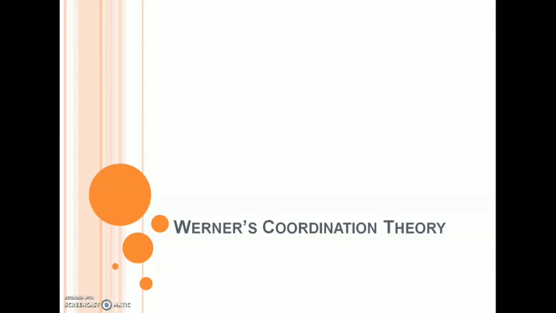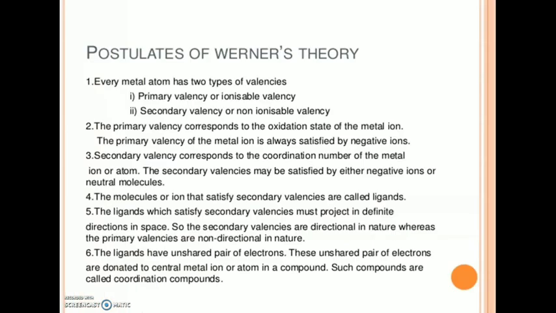Due to this theory, he was awarded the Nobel Prize, and he is also called the father of coordination chemistry. Let us explain the postulates of Werner's theory. The first point is that every metal atom has two types of valency: primary valency, also called ionizable valency, and secondary valency, or non-ionizable valency.